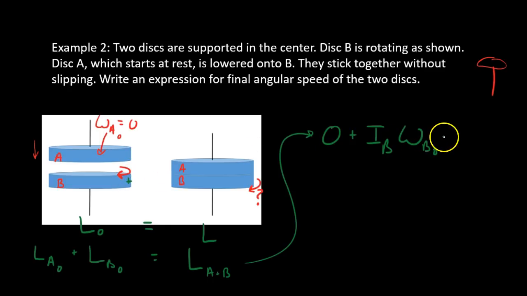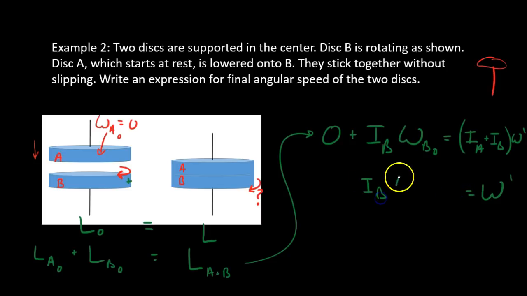Okay, well, at the end, they combine. For linear momentum, we would add up the masses. We're going to do the same thing. We're going to add up the inertias. Inertia A plus inertia B equals some final rotational angular velocity. Well, so how could I solve for that final angular velocity? That would be IB times omega B naught. So the rotational inertia of A, and if we're doing a math problem, of course, they'd have to give you the rotational inertia equation for a spinning disk, times whatever its initial speed was, divided by the combined rotational inertia of those two things.